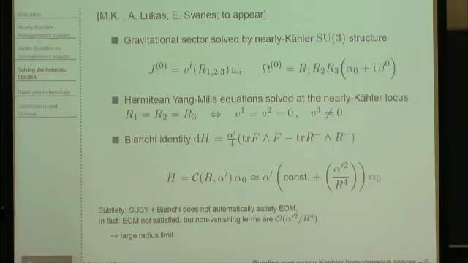Since we are solving this at first order in alpha prime, so we're taking the action up to and including first order in alpha prime, now if you have a supersymmetric solution which satisfies the Bianchi identity, that will not automatically solve the equations of motion. And in fact, if you check this explicitly, then our solution will not solve the equations of motion. However, the non-vanishing terms in the equations of motion are of order alpha prime squared over R to the fourth. So in some large radius limit, you expect to be able to neglect them.